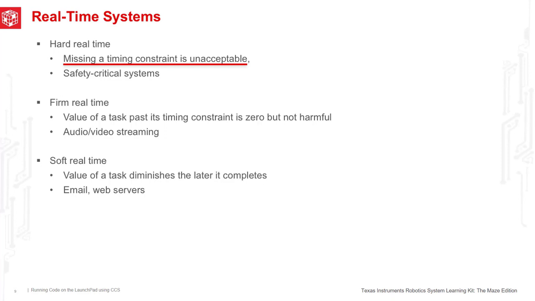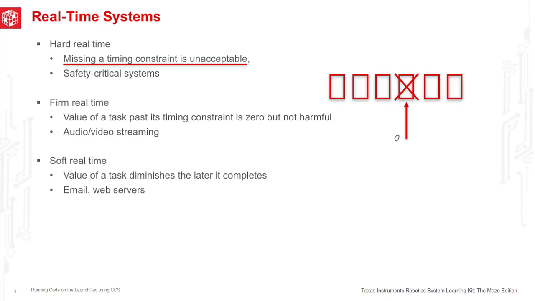Firm real time means we're going to do our best, and if we miss a deadline, in other words, we're sending audio packets down the internet, and if one of our audio packets is lost, the value of this packet goes to zero, but the system just now has less importance. So if I send five packets instead of six, I can still hear the sound. It just doesn't sound quite as well. So I've reduced the value. The value of the packet will go to zero if I miss its timing, but the value of the system is just reduced a little bit.